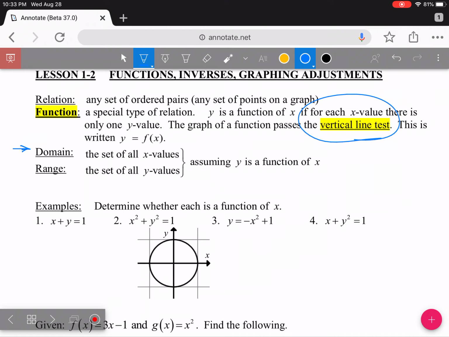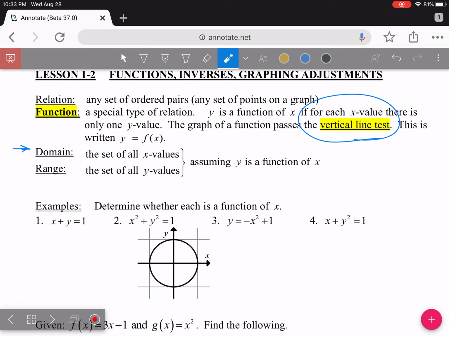If you look at a graph, you can say, well, the farthest left that we go would be one part of the domain, and then the farthest right we go is the other bound of the domain. So basically, if you look at a graph, you say, okay, how far left and how far right, and everything in between is the domain. Okay, so that's a graph.